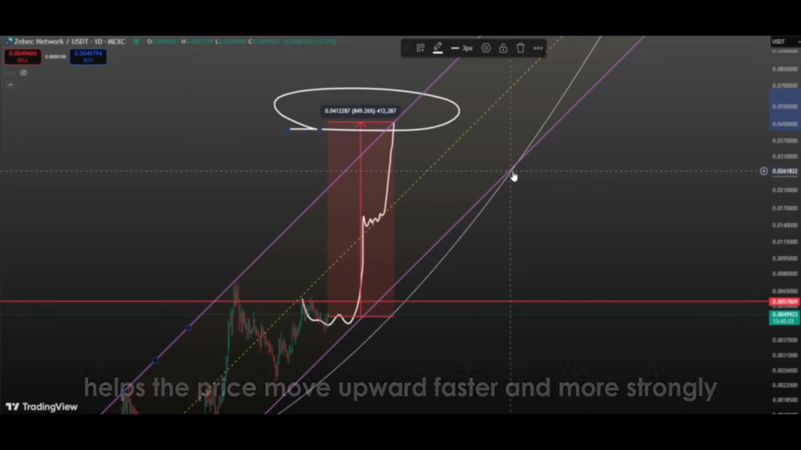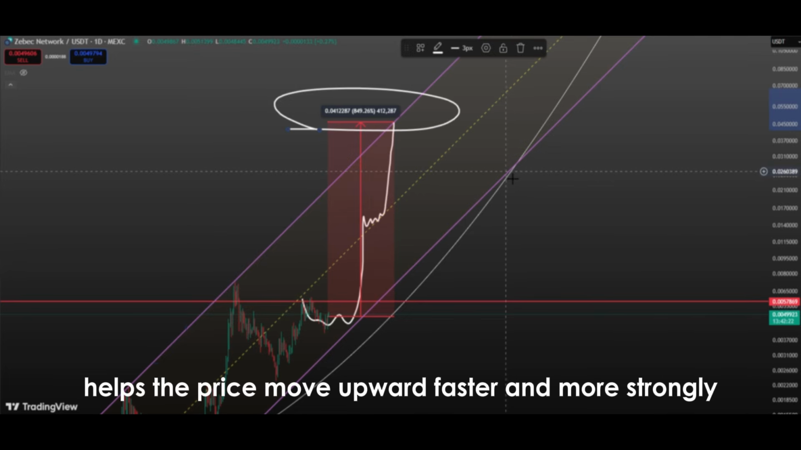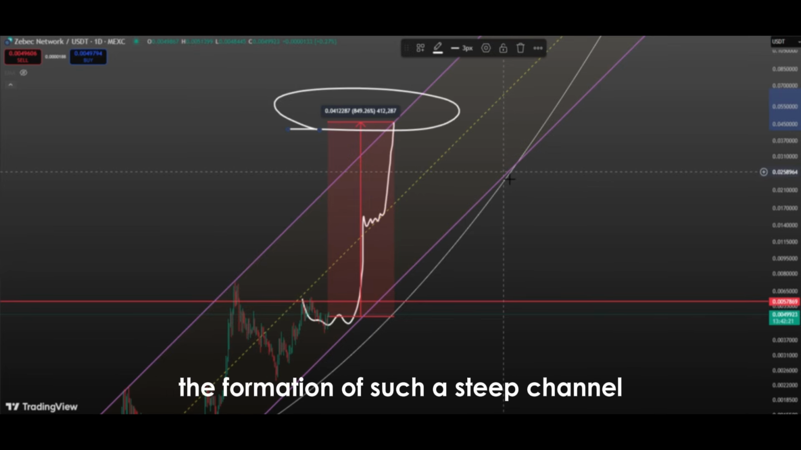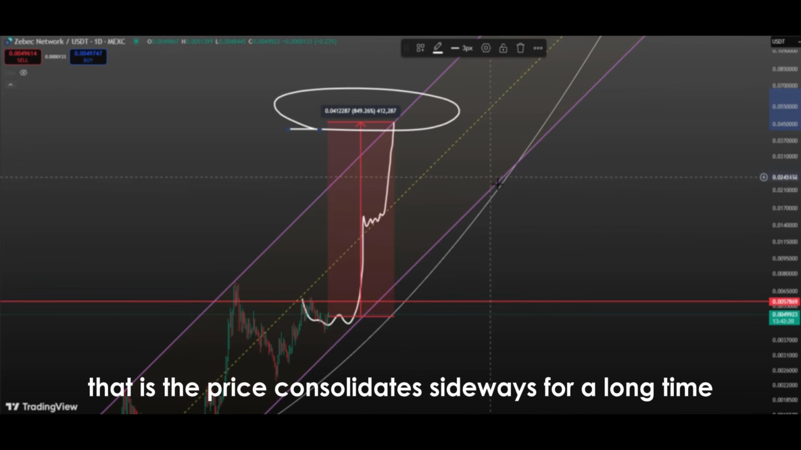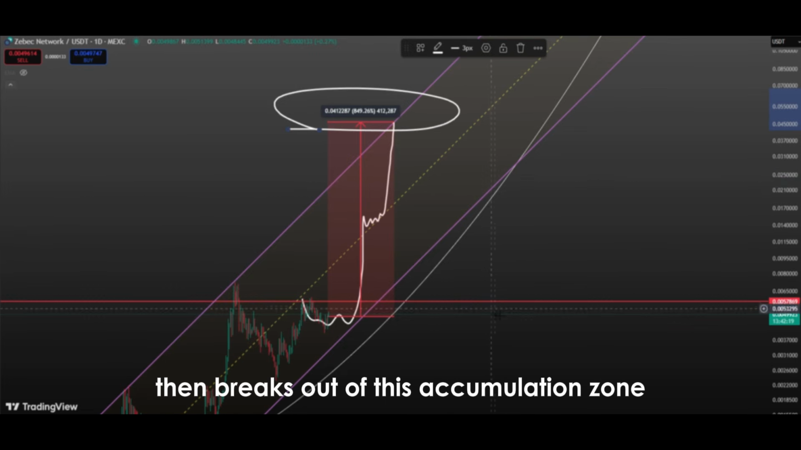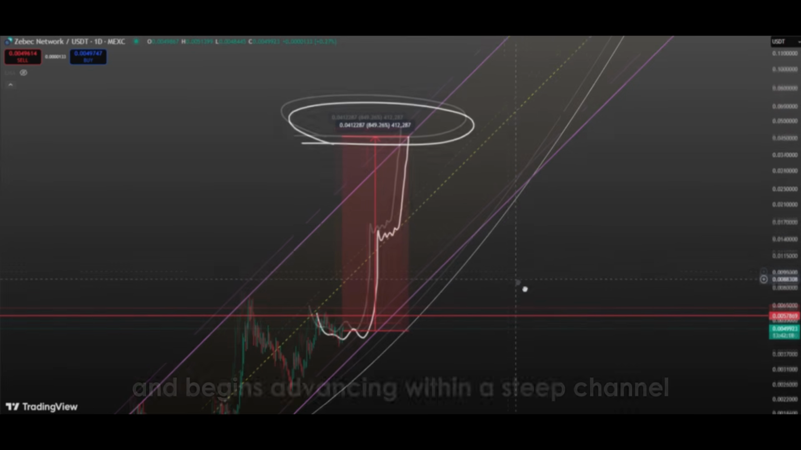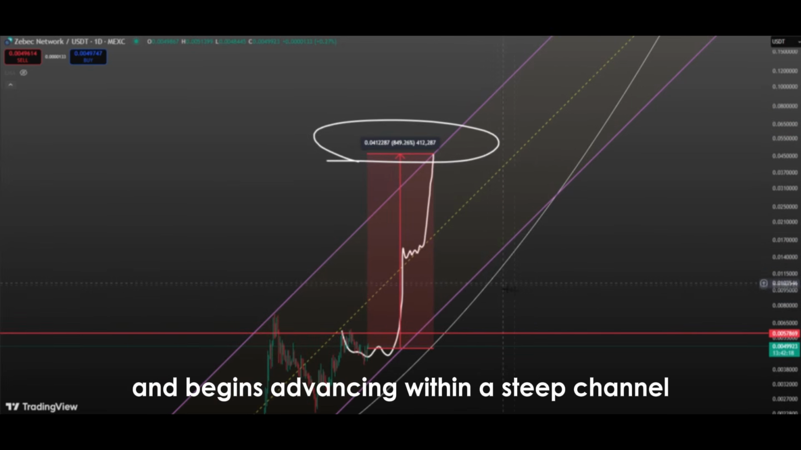This, in turn, helps the price move upward faster and more strongly. The formation of such a steep channel usually occurs after a major accumulation phase. That is, the price consolidates sideways for a long time, then breaks out of this accumulation zone with strong buying pressure and begins advancing within a steep channel.